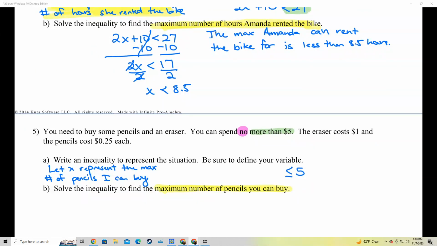All right, let's go ahead and write the inequality. It looks like I'm going to buy just one eraser, and that one eraser is going to cost me a fixed $1. Like that $1 is not going to change because I'm buying one eraser. What I don't know though is the number of pencils. So I know each pencil is going to cost me 25 cents, but I don't know how many pencils I'm going to buy. So I'm going to call that 0.25x.